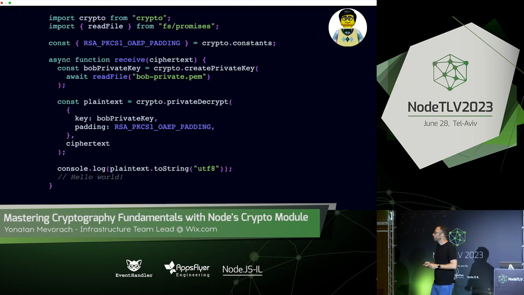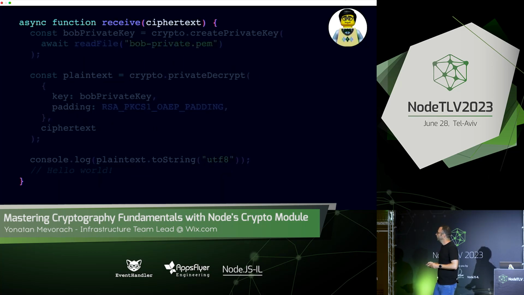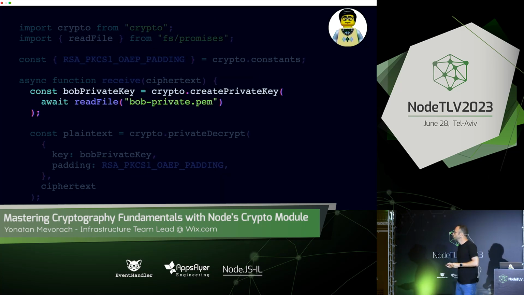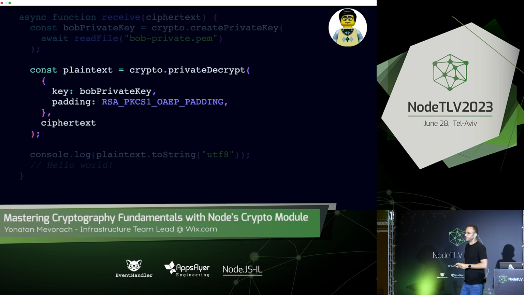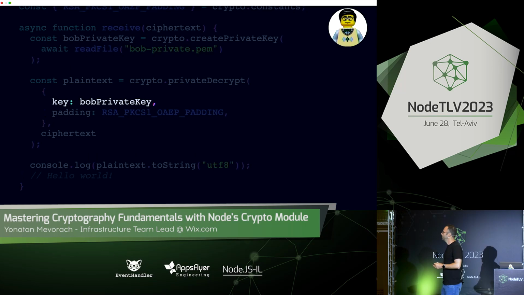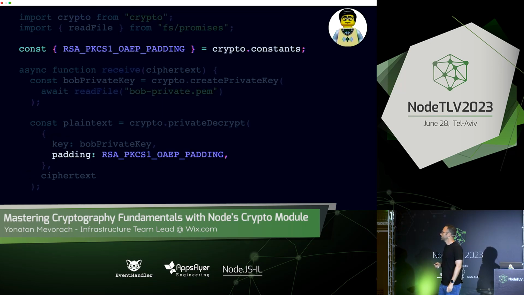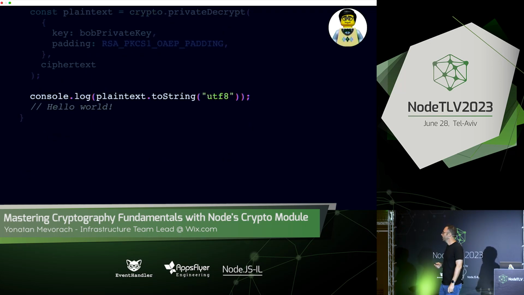Then on Bob's side, in order to perform the decryption, he loads his private key into memory, and he uses the privateDecrypt method in order to perform the decryption, passing in his private key, the ciphertext, the same padding definition, and he will get back the original plaintext message.